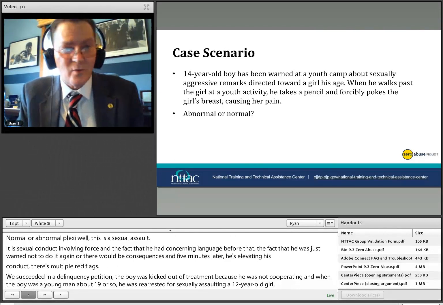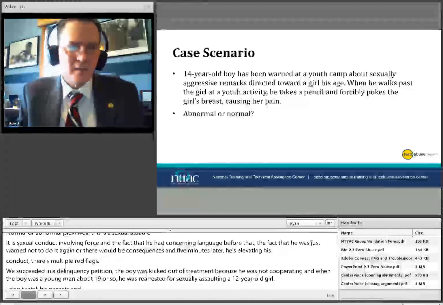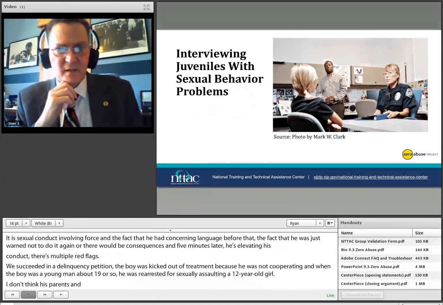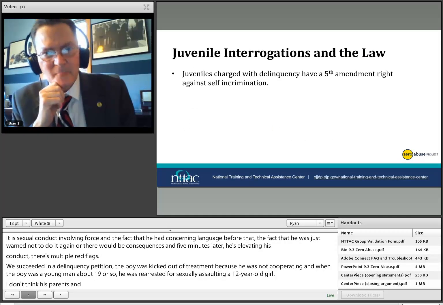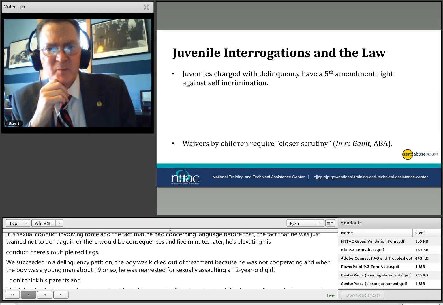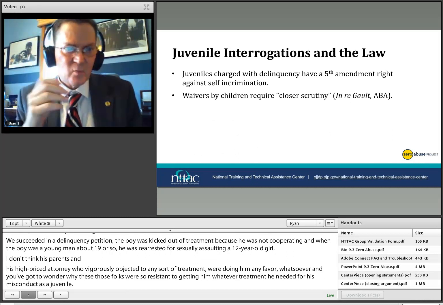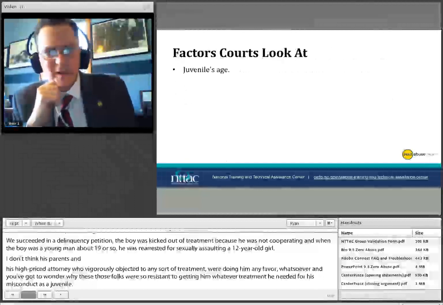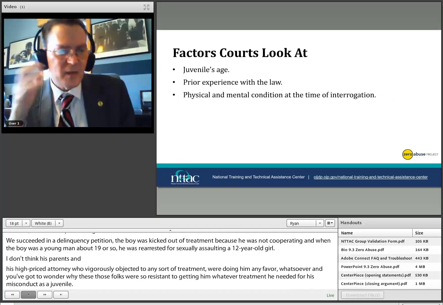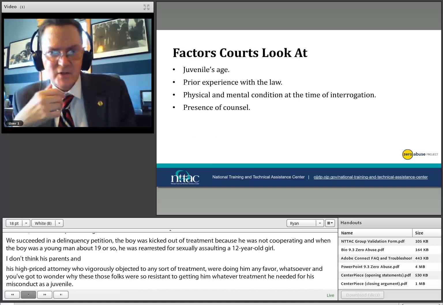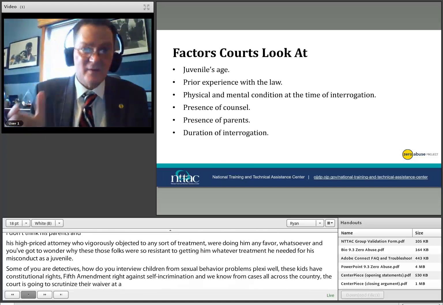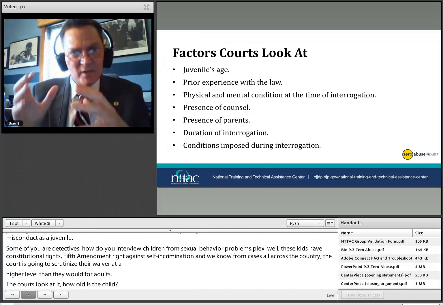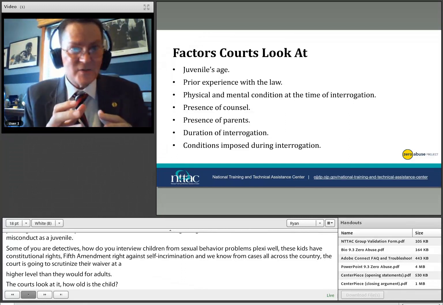It is sexual contact involving force, and the fact that he had concerning language before that, the fact that he was just warned not to do it again or there'd be consequences, and 5 minutes later he's elevating his conduct. There are multiple red flags. We succeeded in a delinquency petition. The boy was kicked out of treatment because he wasn't cooperating. And when the boy was a young man, about 19 or so, he was rearrested for sexually assaulting a 12-year-old girl. I don't think his parents and his high-priced attorney, who vigorously objected to any sort of treatment, were doing him any favor whatsoever. And you have to wonder why those folks were so resistant to him getting whatever treatment he needed for his misconduct as a juvenile.